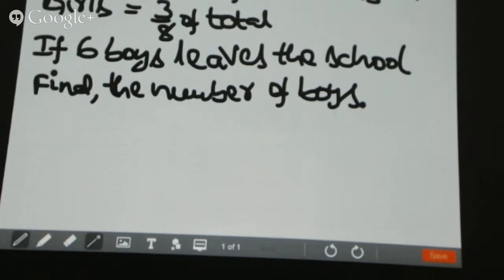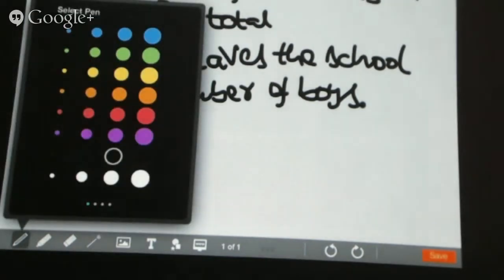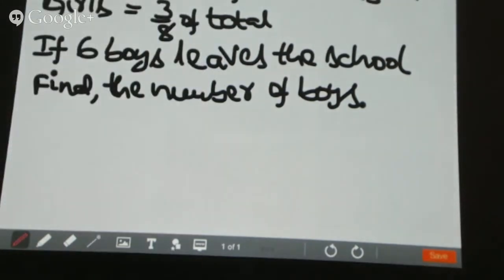Okay. You may compare your answer with my answer here. Look at this one. 3/8 of total means this part. I'm taking this one. What is the total number of students? 3/8 of 40 I am taking. You know the total number of students is 40. Therefore, I am taking 3/8 of 40.